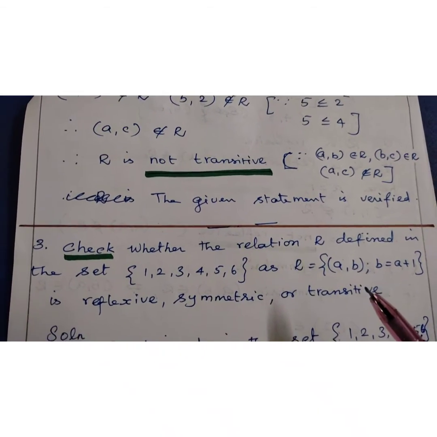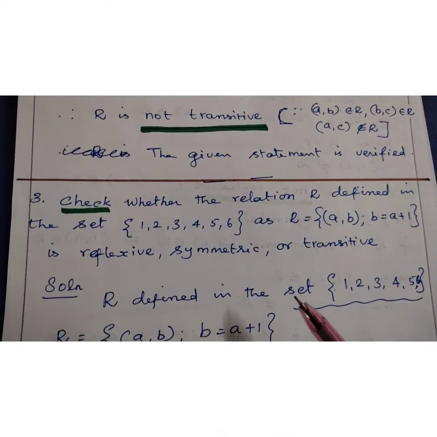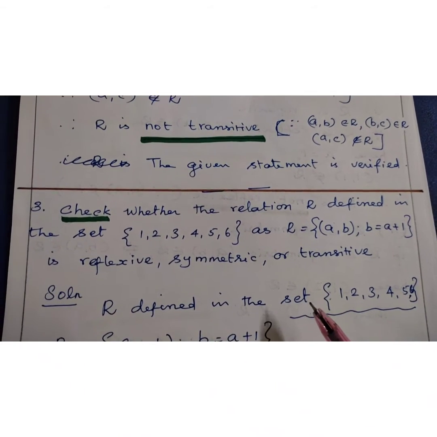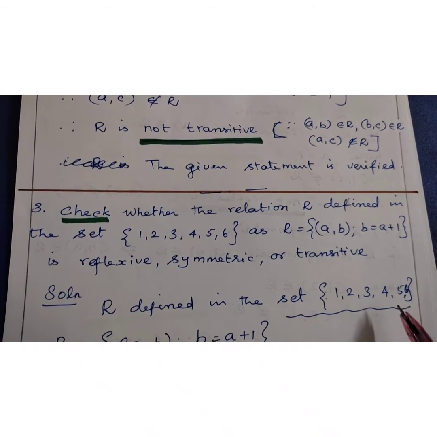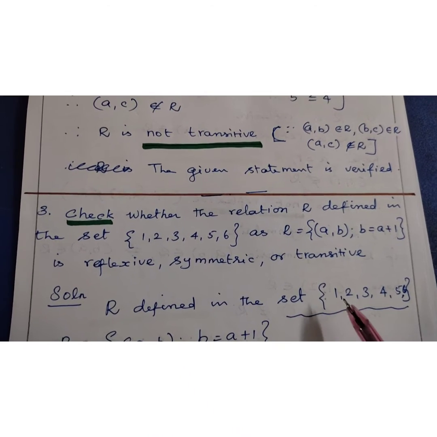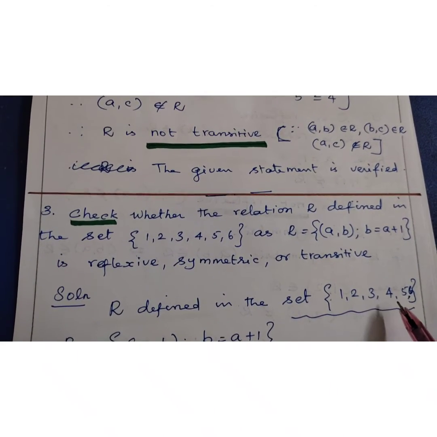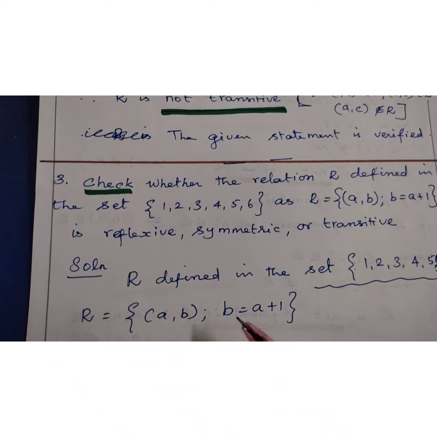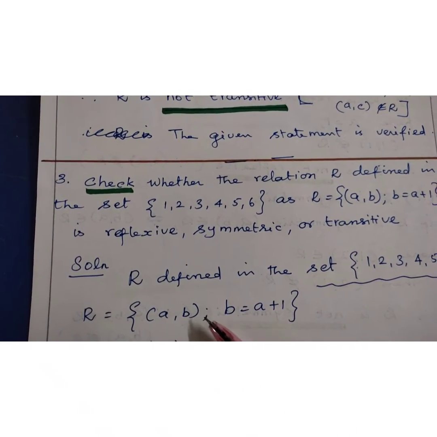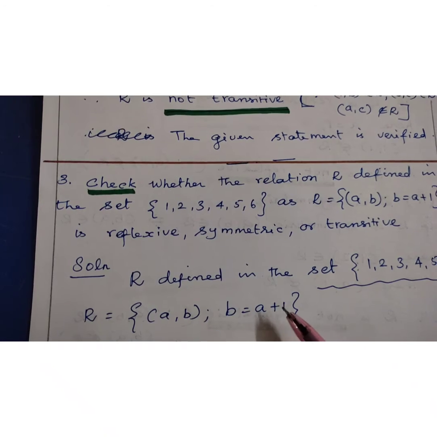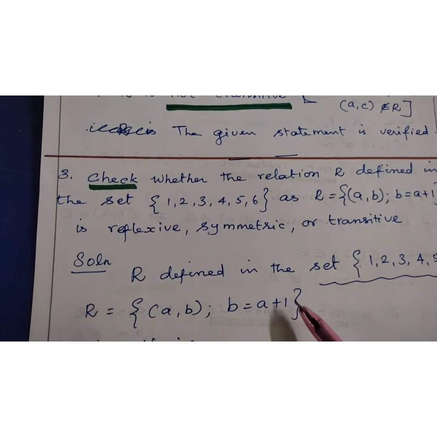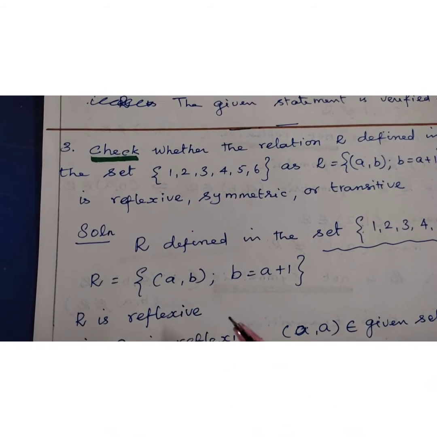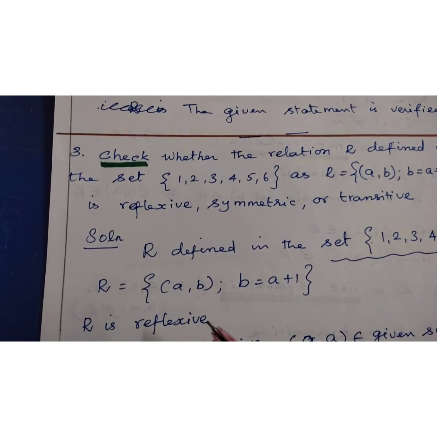Now, the relation R is defined in the set {1, 2, 3, 4, 5, 6}. This is the given set. R is equal to the set of all (A, B) such that B equals A plus 1. This is also given in the sum. Now, we have to check whether R is reflexive or not.